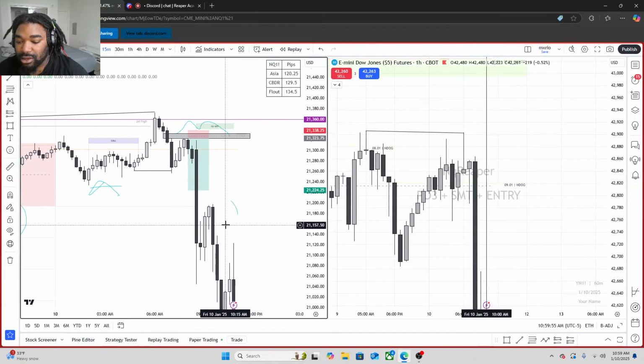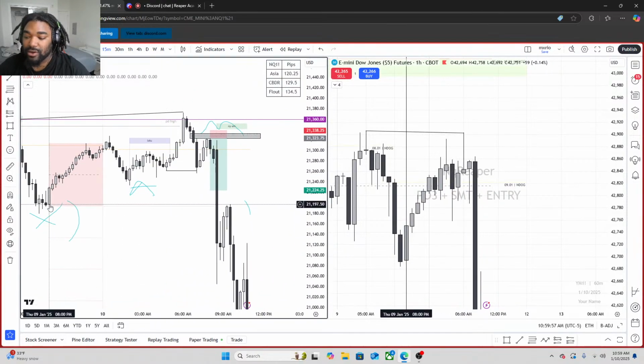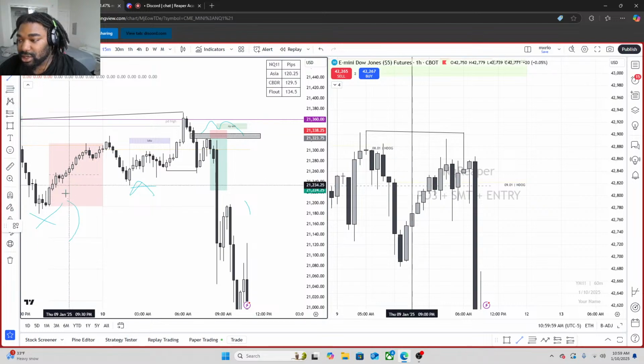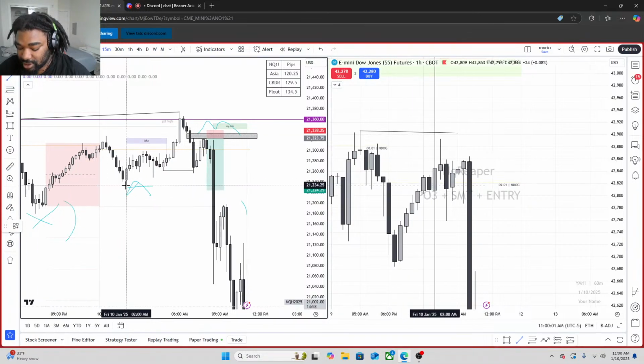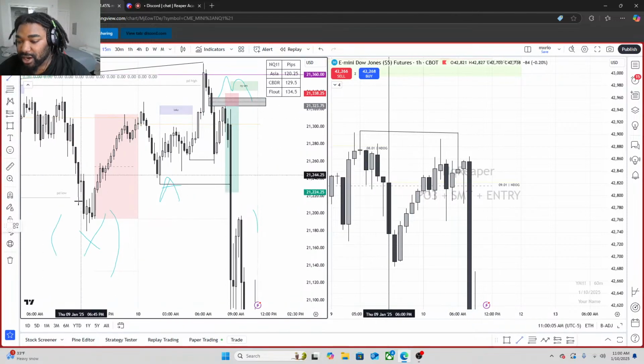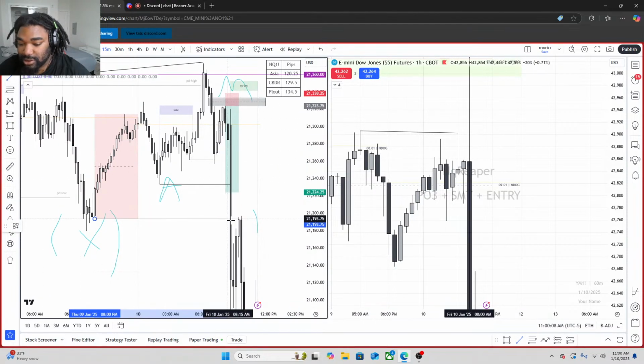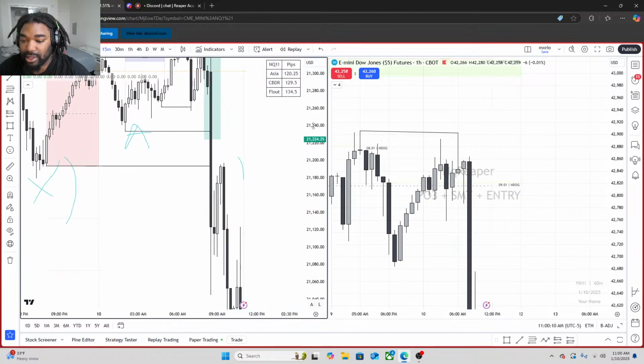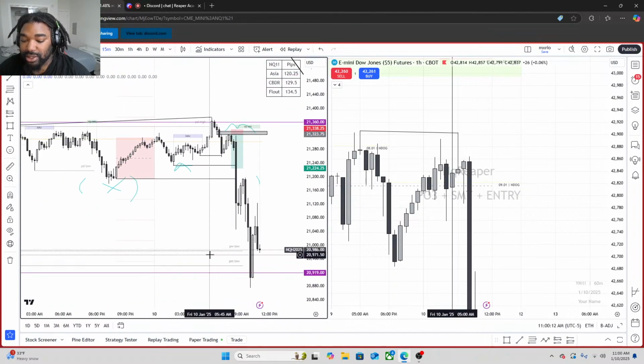Caught the whole move down. Your draw on liquidity was obviously first. Low hanging fruit will be the previous session lows. So you got London lows first as your first price target. You got your Asian session lows as your second price target.